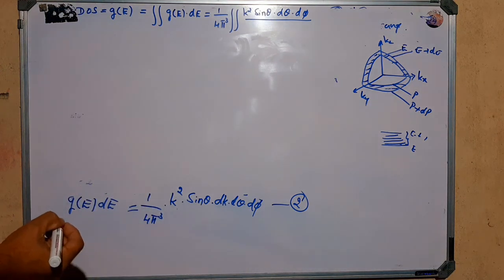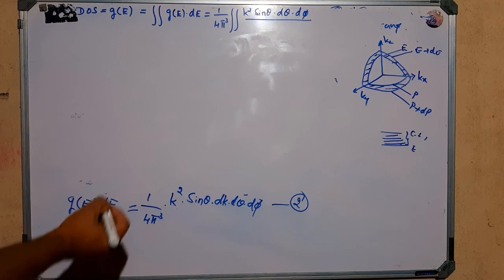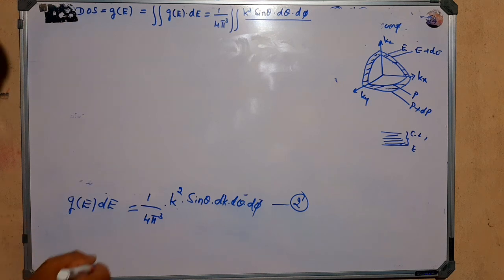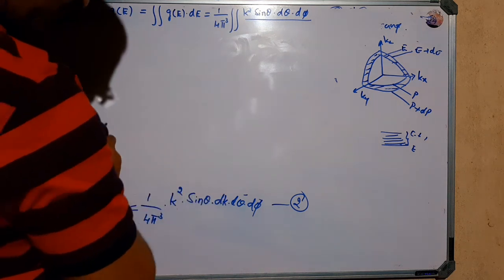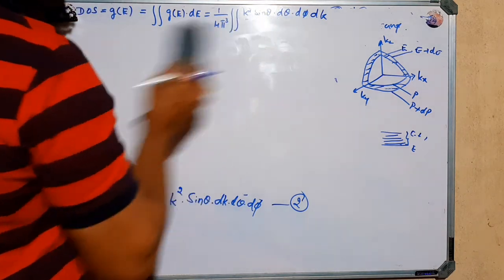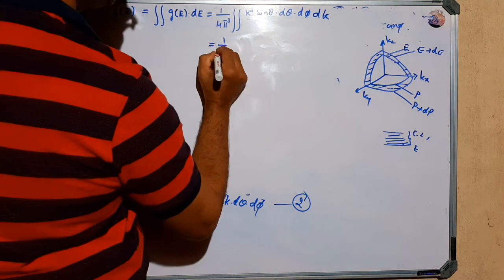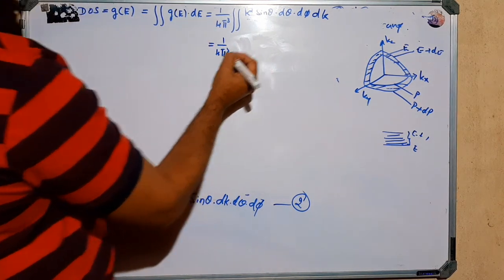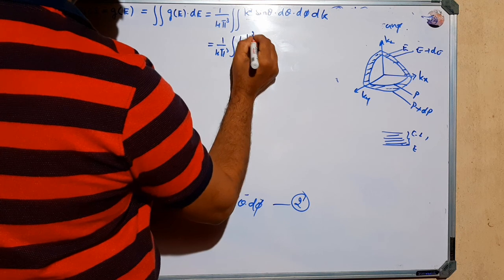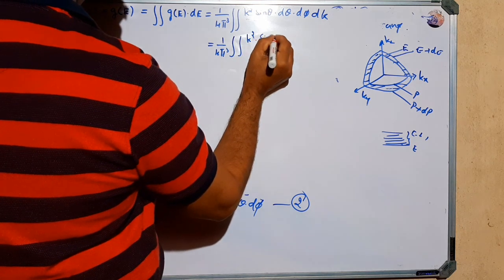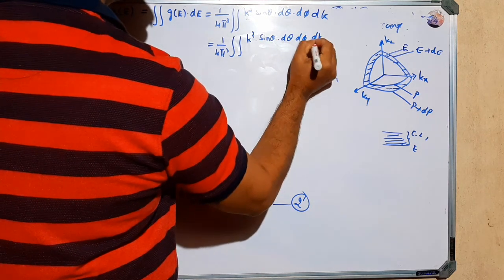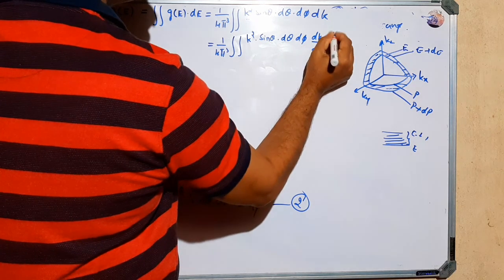sorry, it is k square sin theta d theta d phi into dk. So now this is equal to 1 by 4 pi cube, integration k square sin theta into d theta d phi into dk divided by dE into dE.